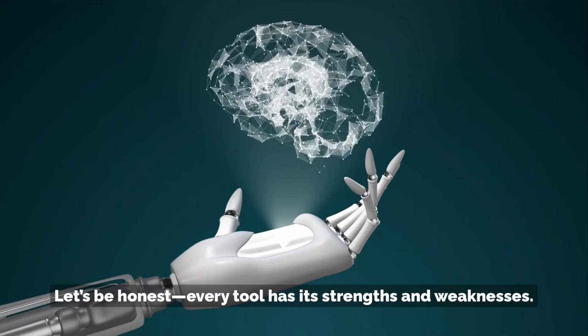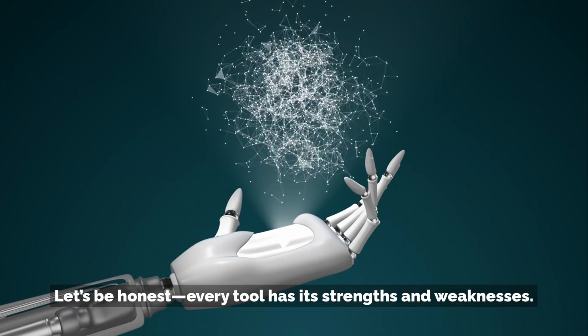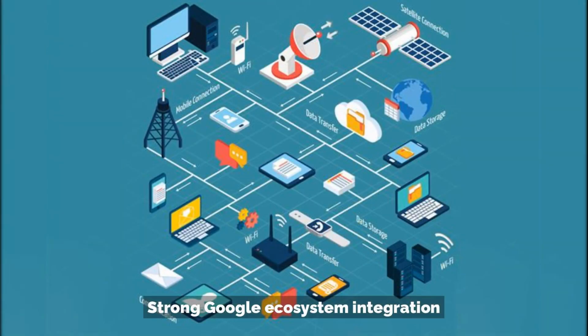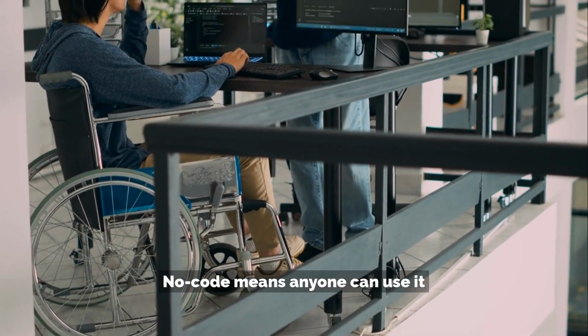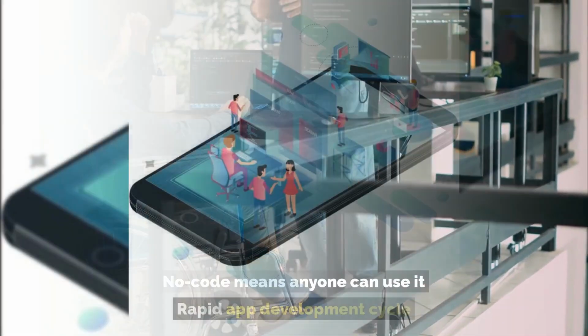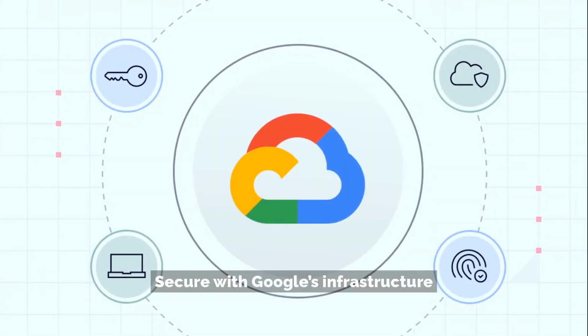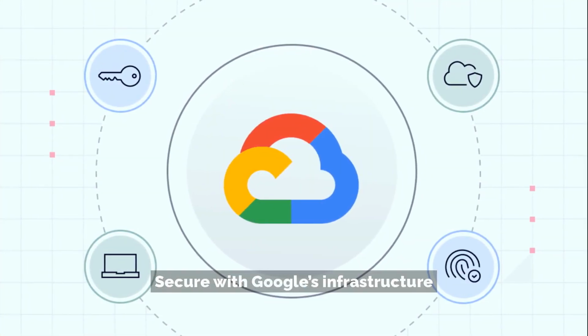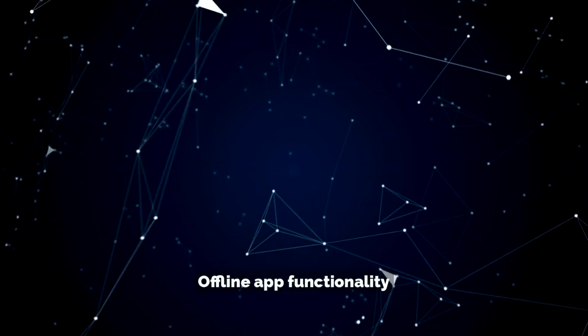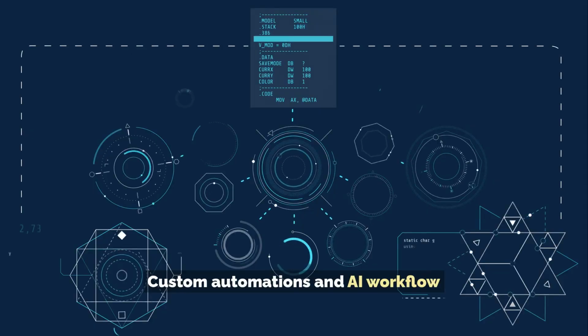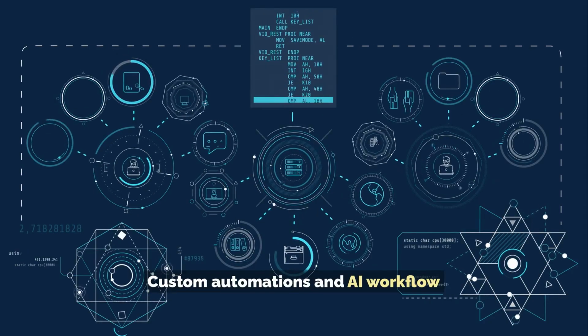Let's be honest, every tool has its strengths and weaknesses. Extremely user-friendly. Strong Google ecosystem integration. No code means anyone can use it. Rapid app development cycle. Secure with Google's infrastructure. Offline app functionality. Custom automations and AI workflow.